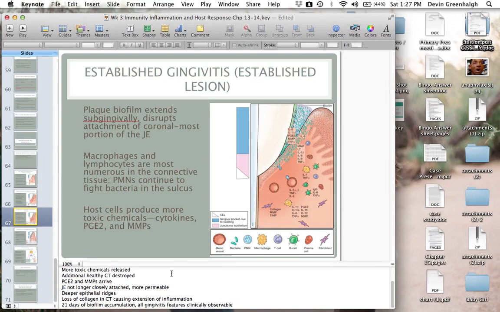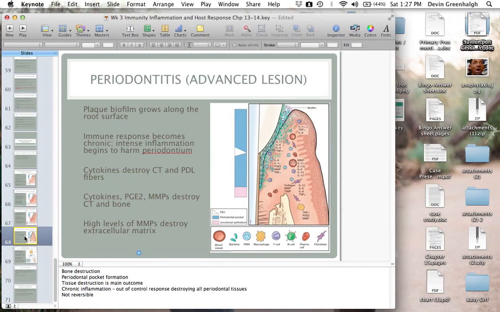It takes about 21 days of biofilm accumulation, and in established gingivitis, all gingivitis features can be clinically observed. You know it's gingivitis. And if that does not reverse, it becomes periodontitis, which cannot be reversed. Periodontitis is an advanced lesion.